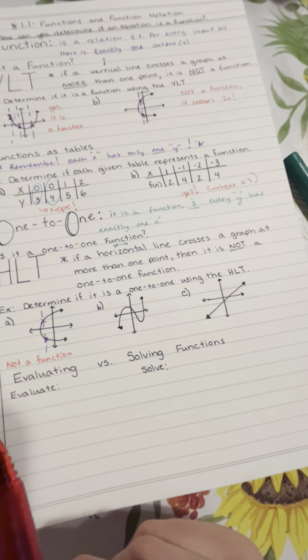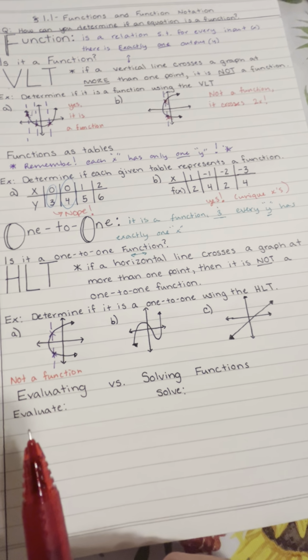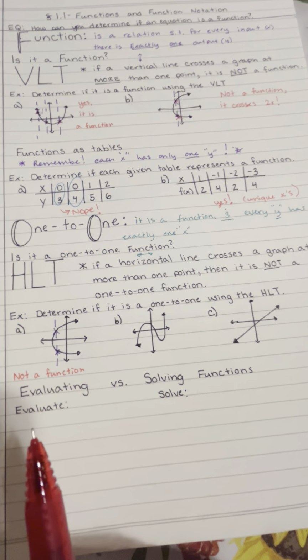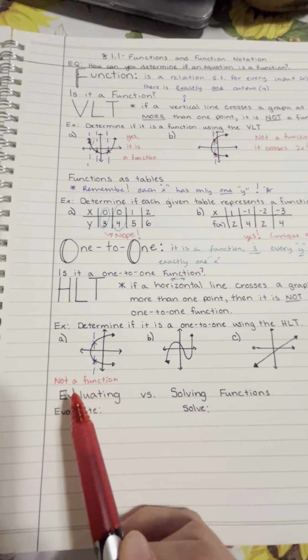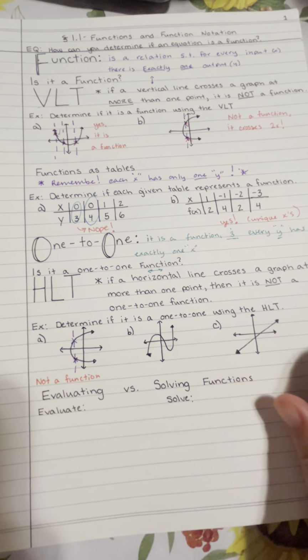It's like saying, I am Miss A, but I'm not a human. So I couldn't be Miss A if I wasn't a human, right? You have to test to see I'm a human first, all right? Same thing with 1-to-1. This needs to be a function first.